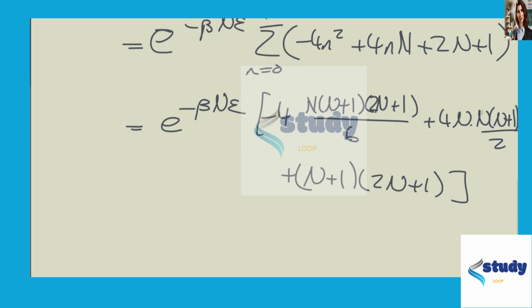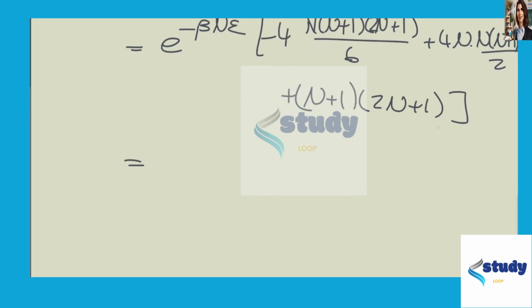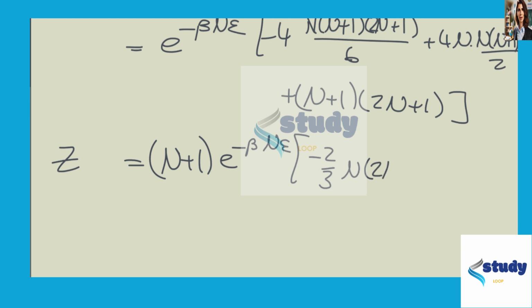So we can factor out the N plus 1s from each of these to get that the partition function is (N plus 1) e to the minus beta N epsilon. And then we've got a minus 2/3 N(2N plus 1). And we've got a plus 2N squared. And then we've got a plus 2N plus 1.